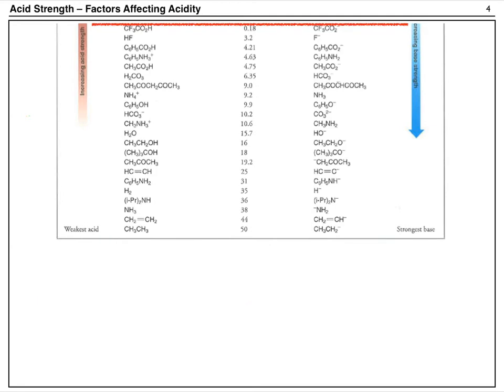So now the last trend that I want to look at in terms of acidity is the carbon hybridization trend. Specifically we have sp3 hybridized carbon with a pKa of 50, sp2 hybridized carbon with a pKa of 44, and then sp hybridized carbon with a pKa of 25. So let's go ahead and draw out those structures and try to understand why the hybridization matters in CH acidity.